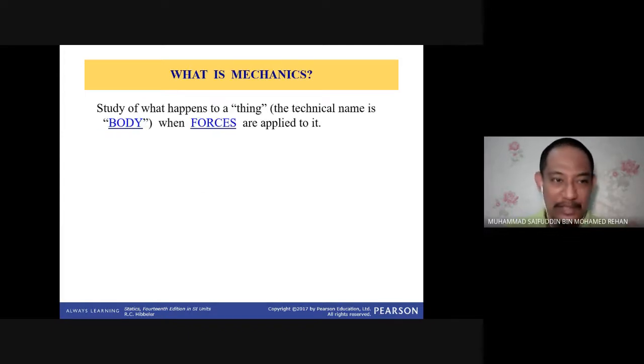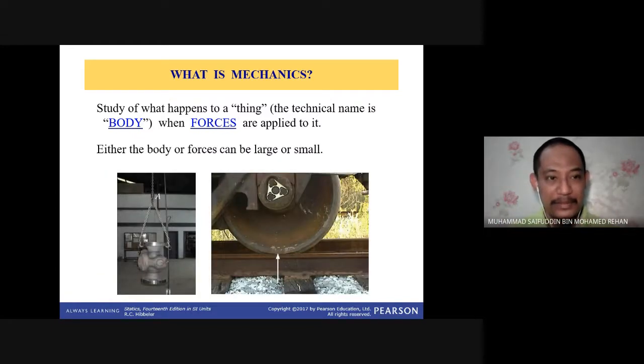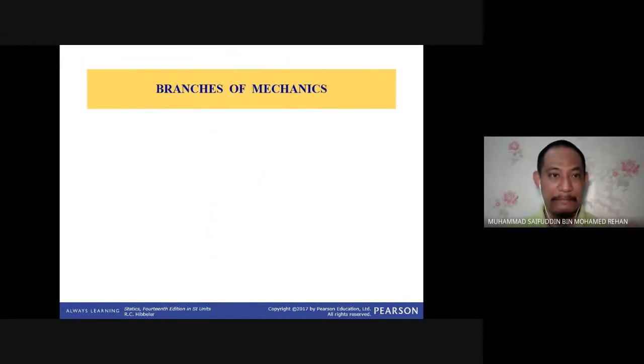So what is mechanics? Mechanics is the study of what happened to a thing, whatever it is. For example, this pen, this book or whatever. The technical term that you use for it is a body. So for example, this is a body. What happened to it if there's interaction with another body, for example, when forces are applied? We will deal with this again and again: something where a force is applied to it, what happened? The body can be small, big, whatever type, just like shown in this diagram.